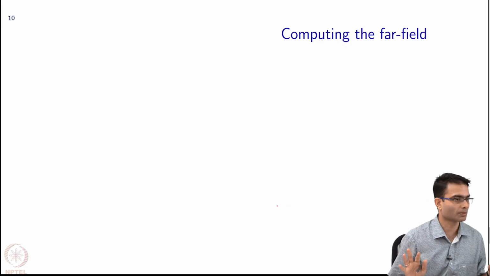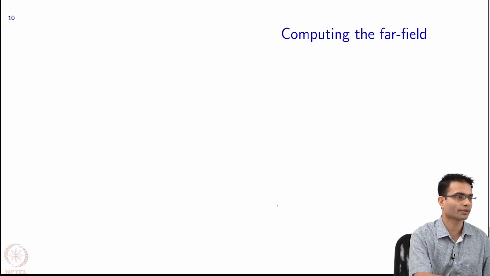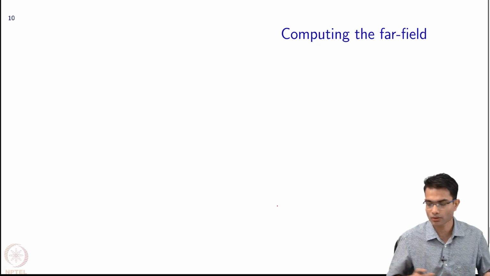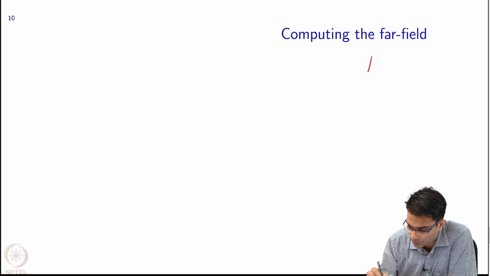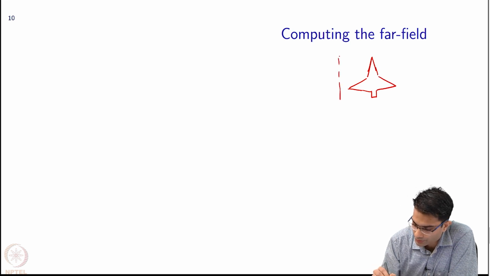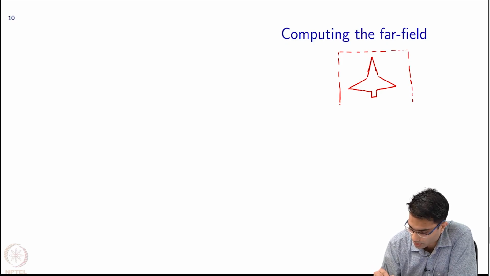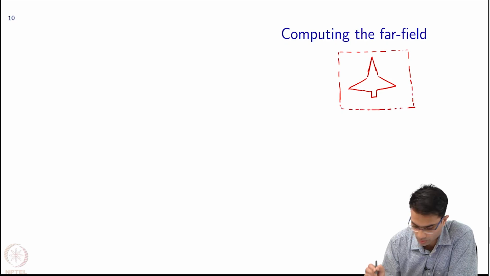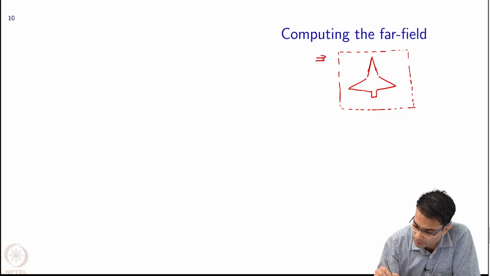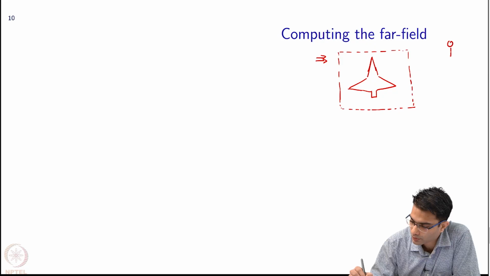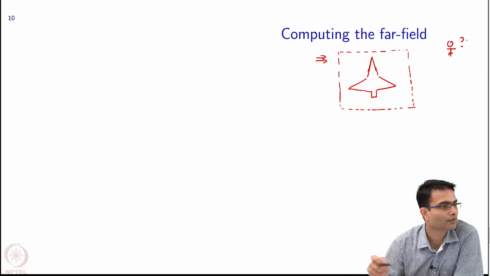Finally we've got a system of equations, AU is equal to B, and we have solved it. So now the usual problem is to find out the far field. Again, just to give a schematic over here, this was my, let's say, aircraft, and let's say this was my computational domain. This is being illuminated by, let's say, a radar field over here, and I am standing over here and I want to find out what is the field over here.